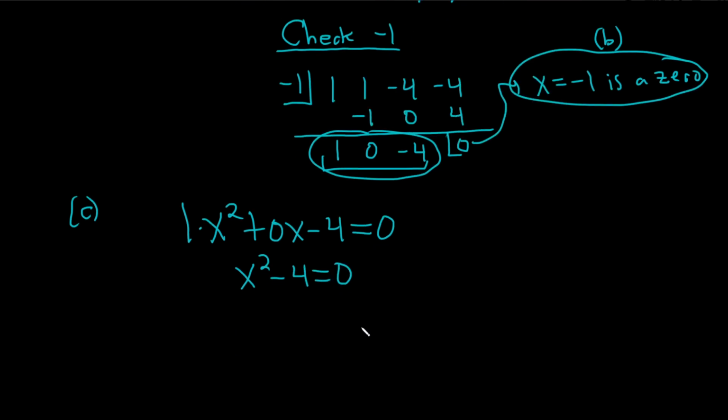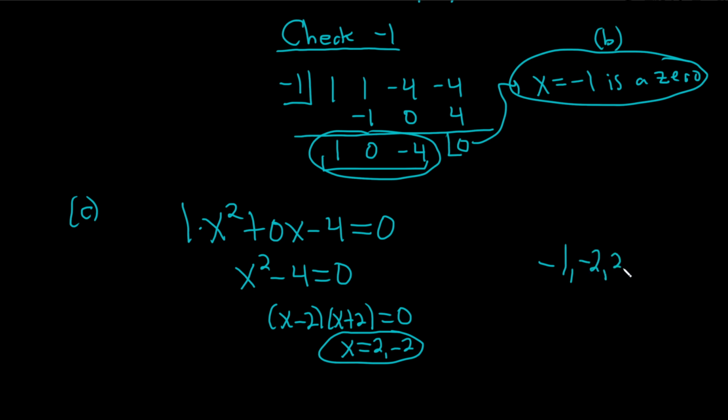This is actually the difference of squares. So this is x minus 2, x plus 2, and this is equal to 0. So we get two possible answers, 2 and -2. And those are the other zeros. So the three zeros of this function are -1, -2, and 2. Those are the zeros of this function.